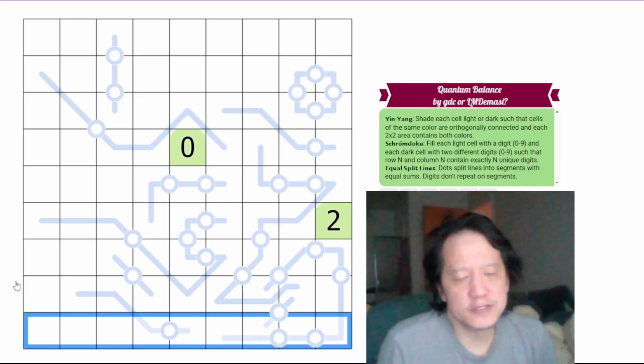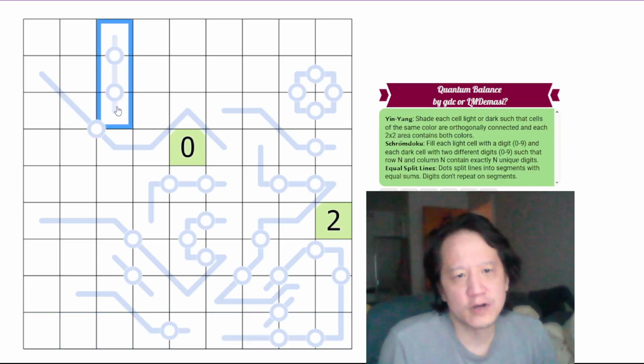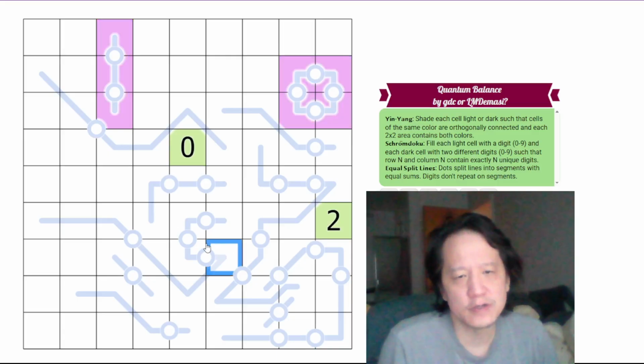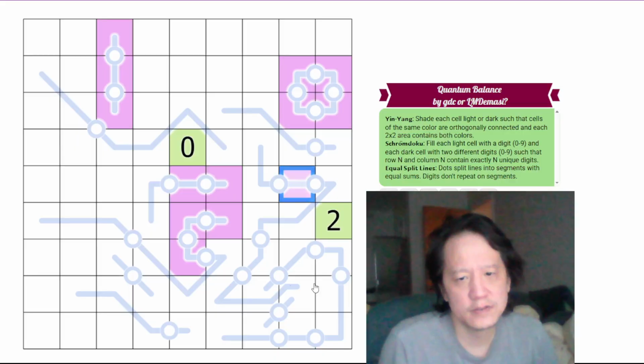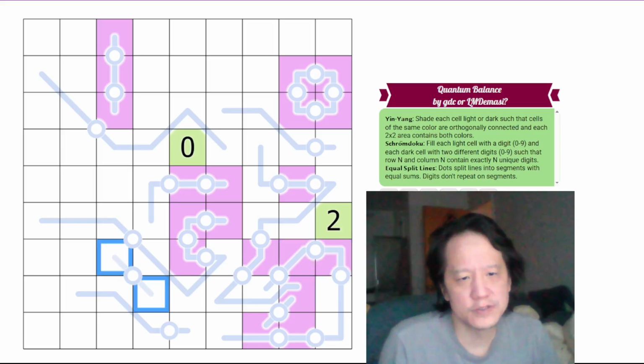Okay, let's mark the same sums. For single cells, we'll mark those as pink. So these are the same sum. These are the same sum. These two are the same sum. These three are the same sum. This is different, so this is the same sum as this. We have that and that, which is the same sum as these three. These are the same sum. This is the same sum as these two. These two are the same sum.